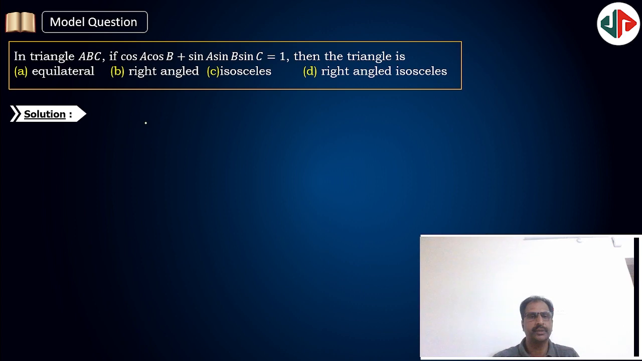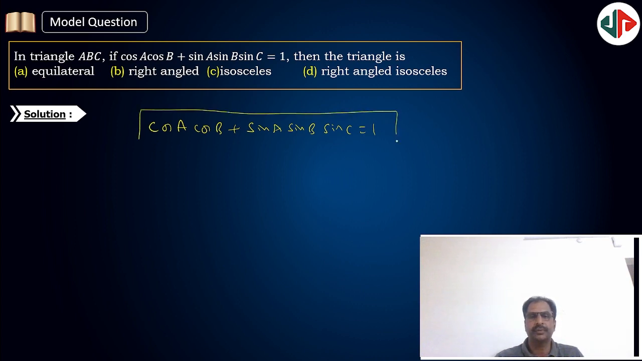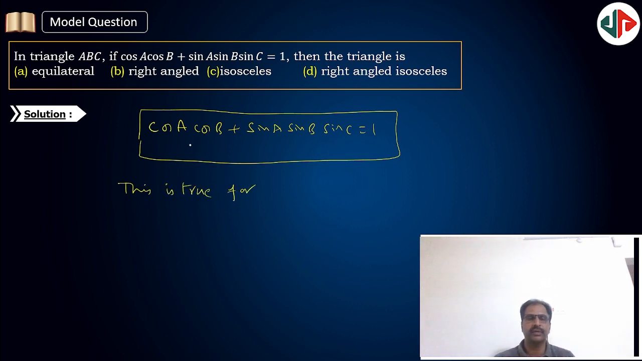Next, in triangle ABC, cos A cos B plus sin A sin B sin C is equal to 1, given. Then which type of triangle is it? This condition, if you observe carefully, is true for what values of A, B, C? For what values of A, B, C does this condition get satisfied?